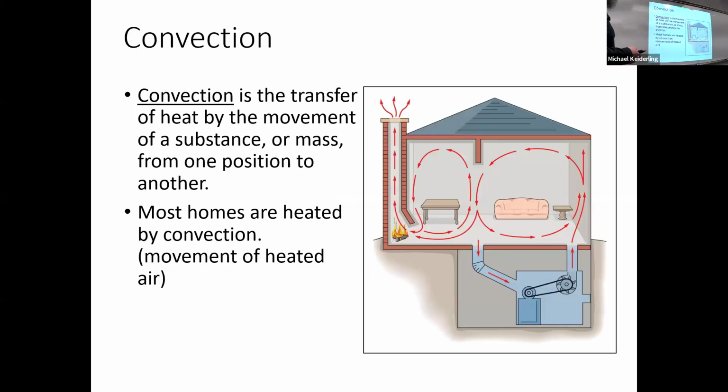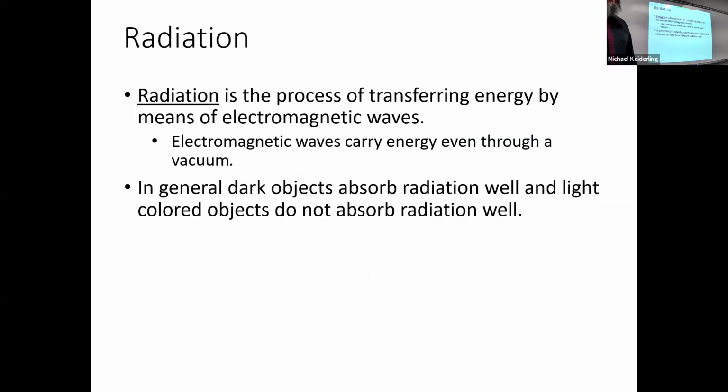Convection is the transfer of heat by movement of a substance or mass from one position to another. Most homes are heated by convection, by the movement of hot air. And radiation is the process of transferring energy by means of electromagnetic waves. Electromagnetic waves will carry energy even through a vacuum.